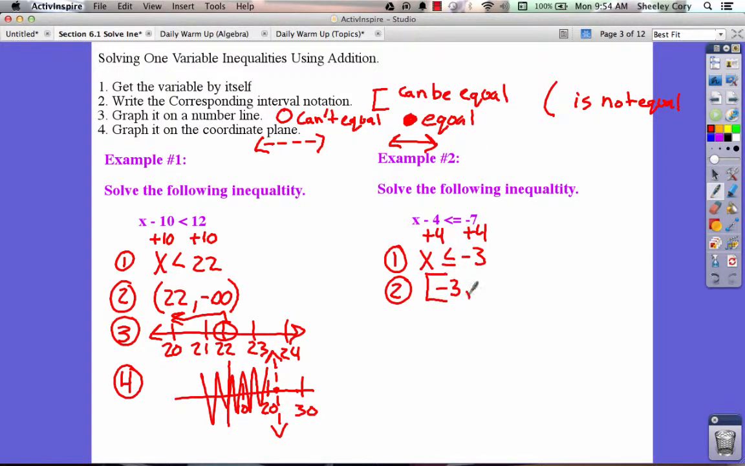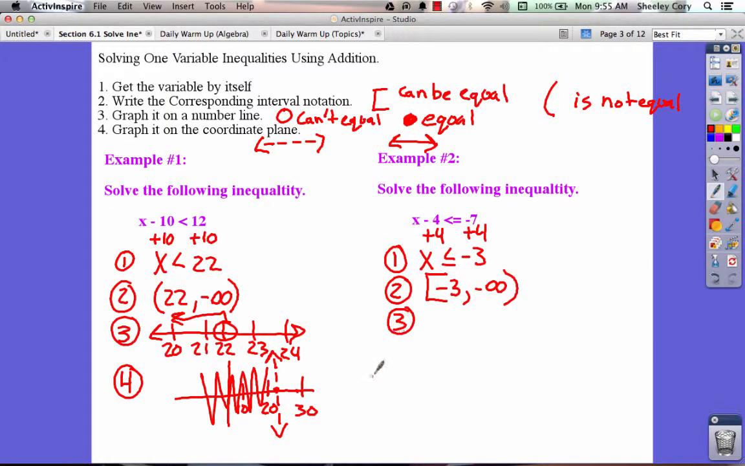And if it says less than, that means I'm going to be going towards more negative numbers. It's going to be like negative 4, negative 5, negative 6, negative 7. But it goes on forever until infinity. So I'm going to write negative 3 to negative infinity. And because I can never reach negative infinity, I put a parenthesis there. So bracket if it can equal, parenthesis if it can't.